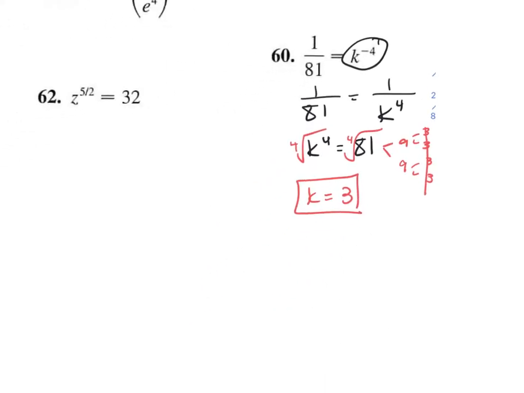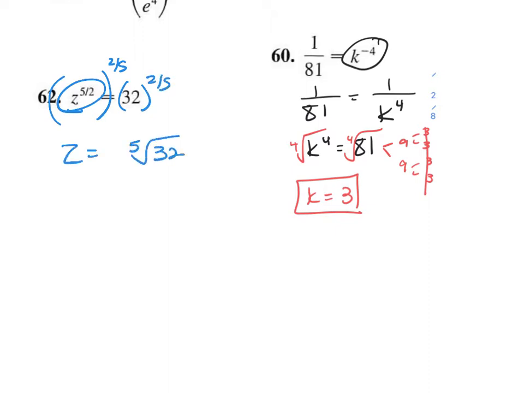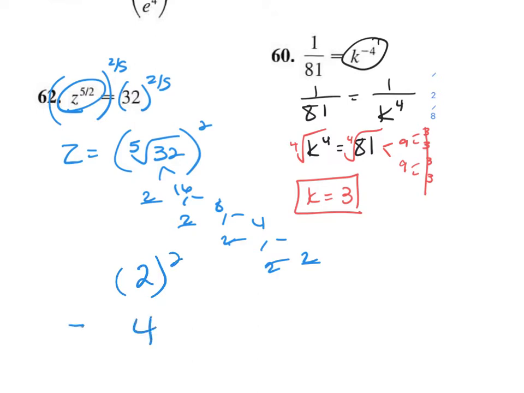62 was the last one that we did yesterday. So if it's raised to the 5/2, then to get rid of it, we raise it to the 2/5. So then this would be the 2/5, and I'd get z equals the 5th root of 32 squared. So 32 is 2 and 16, 2 and 8, 2 and 4, 2 and 2. There are 1, 2, 3, 4, 5. That means it's 2 squared, which is 4.